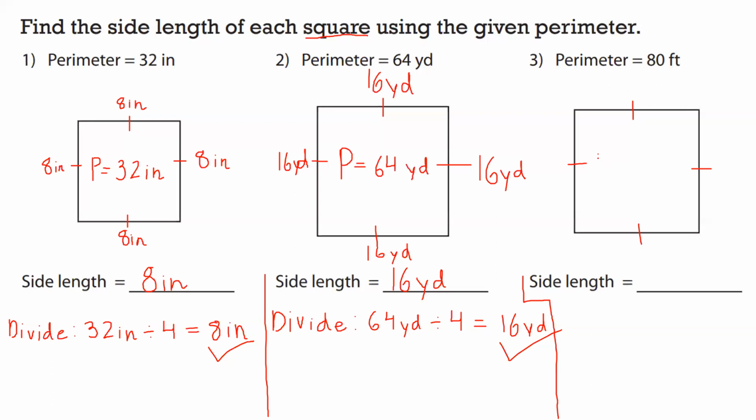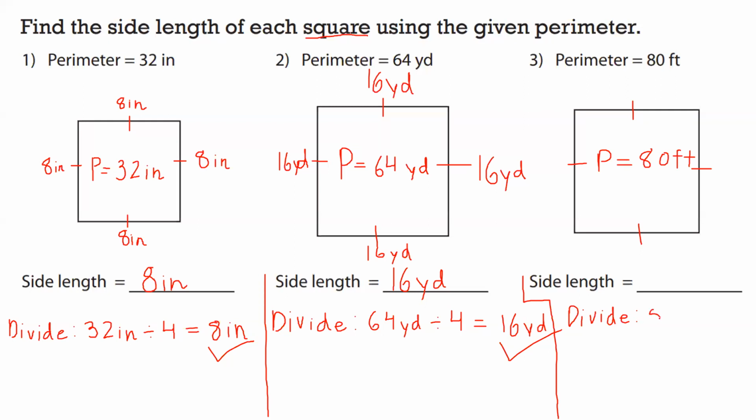So we know that the perimeter is what? 80 feet, right? And so we know that each side is equal to each other. And so in each case, we have to divide by what? Four. Divide by four. So this is division, so divide.